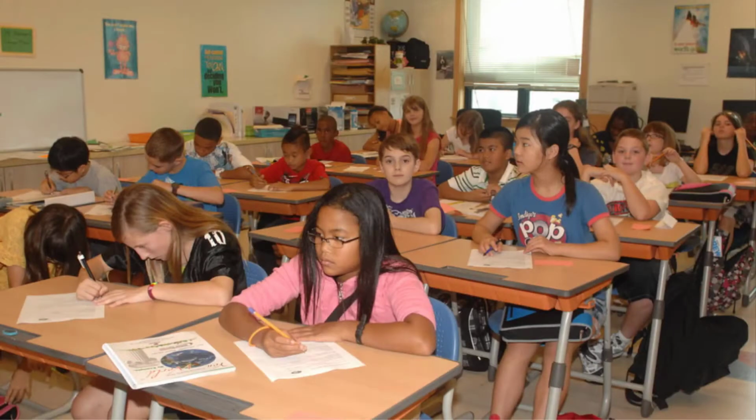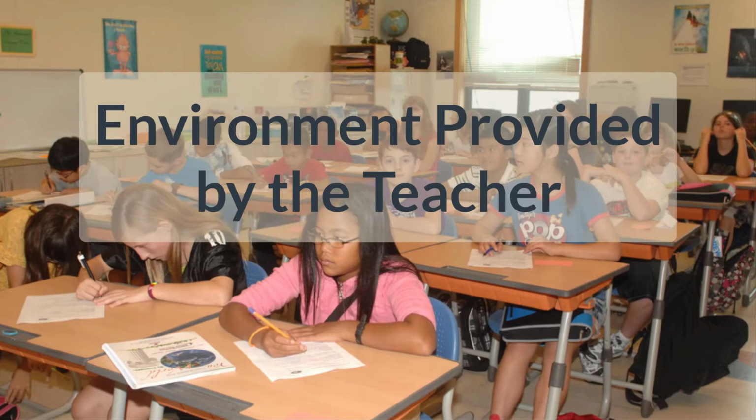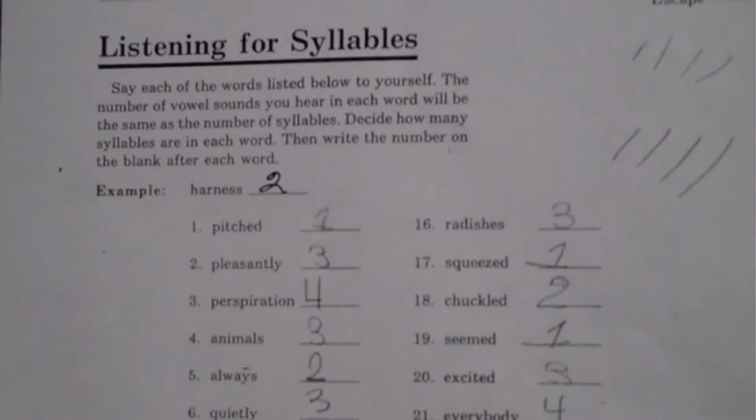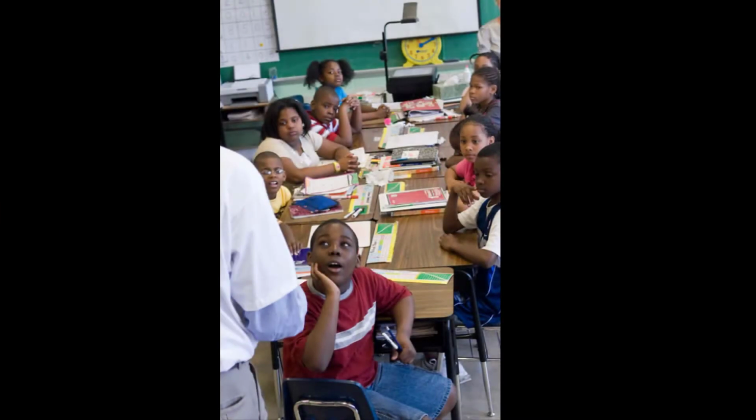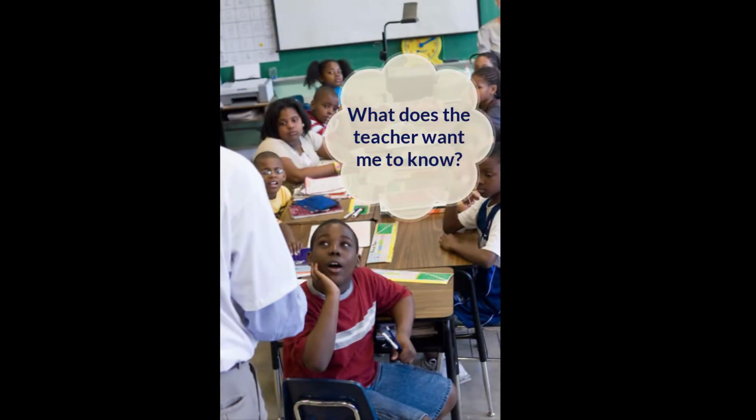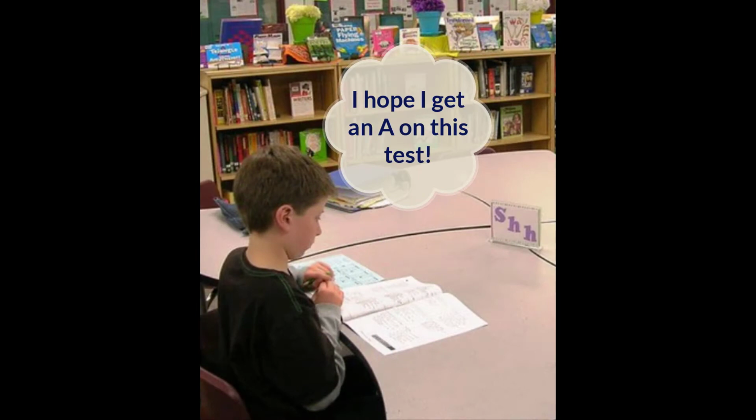In the classroom, this is where learning is passive and more of a result of the environment provided by the teacher through rewards and punishments. This type of classroom relies heavily on drills, worksheets, and tests to measure learning. Students work on learning how to decipher what the teacher wants them to know, then make sure that they provide the teacher with the correct answers.